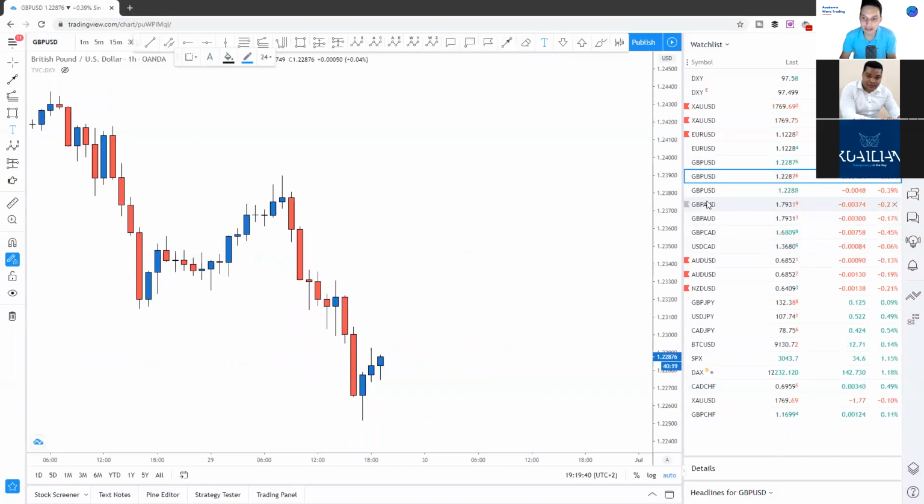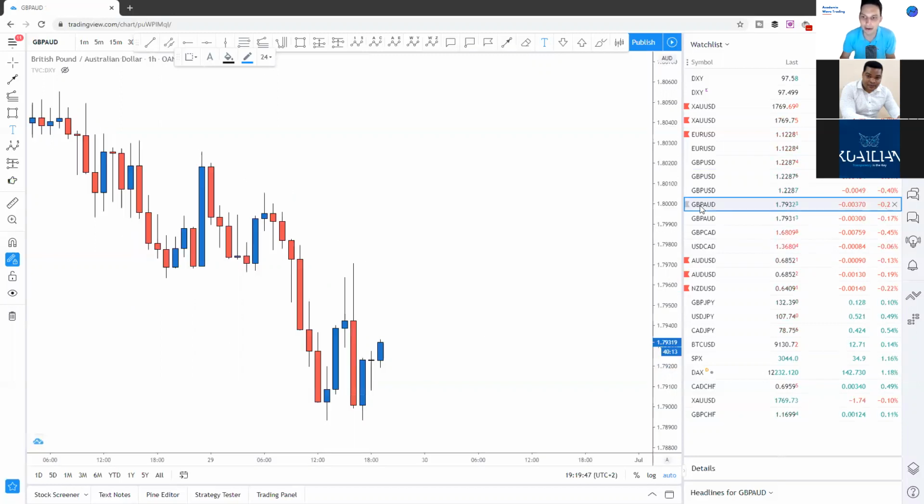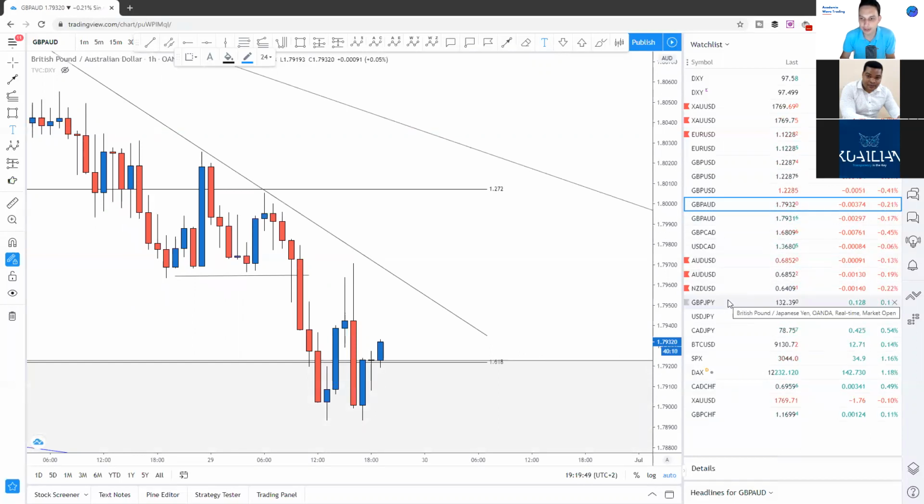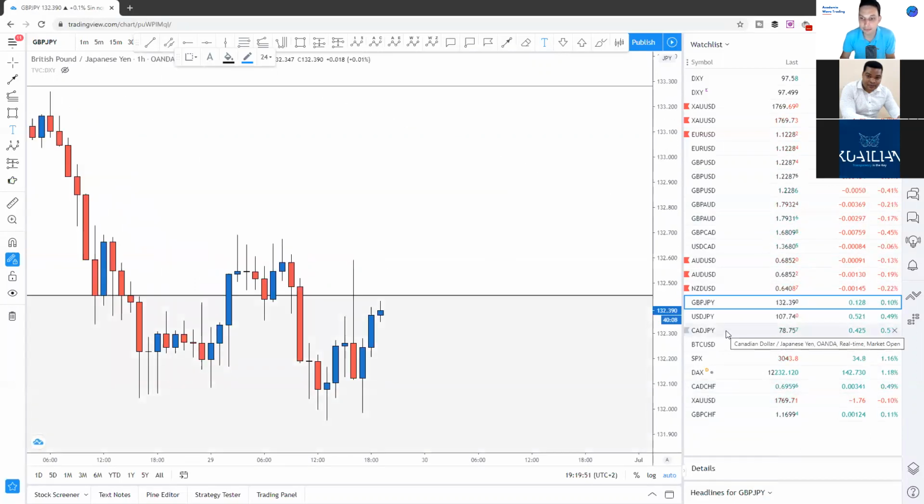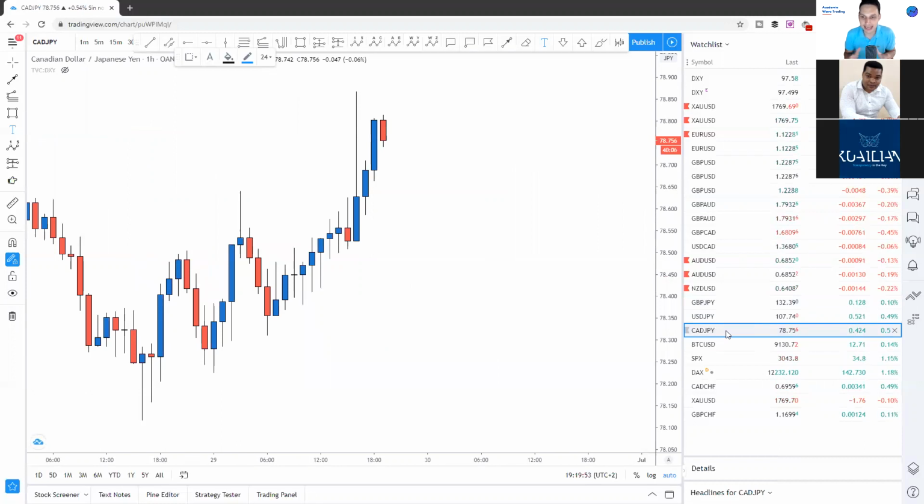Then we have the crosses, or minor pairs, that don't have the dollar. For example, the pound yen, or CAD yen. It's like a mix of two different pairs, but it doesn't contain the dollar in itself. It doesn't mean that those pairs don't move. Those pairs move and move a lot.